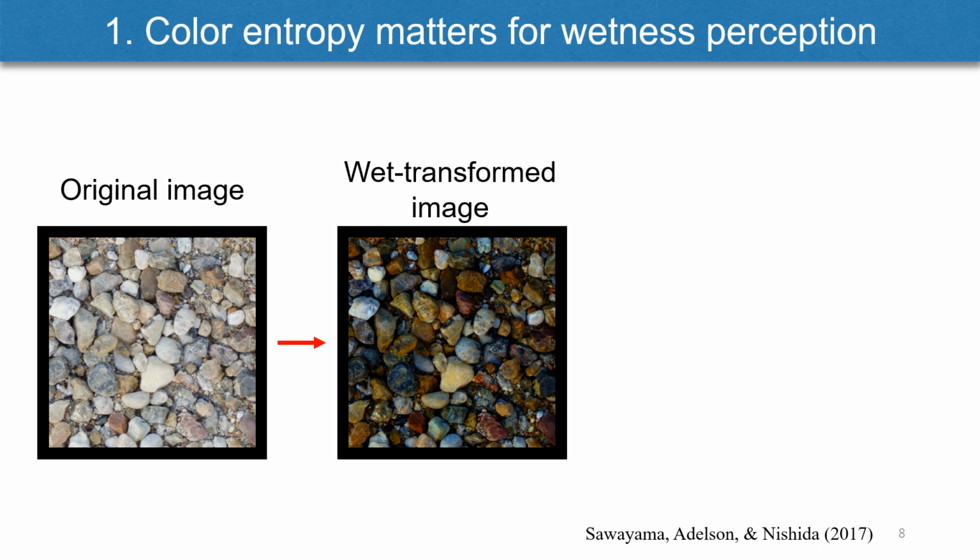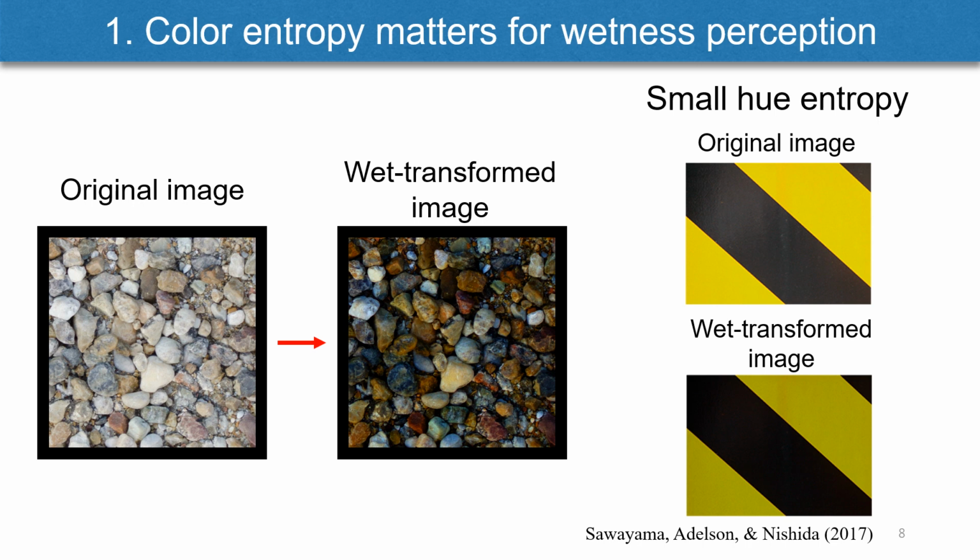In my previous study, an image-based manipulation technique was developed to control the visual appearance of wetness. This study suggests that the operation is effective only for images with high color hue entropy. In other words, for images with a limited number of colors, like this image, it is difficult to control the appearance of wetness.